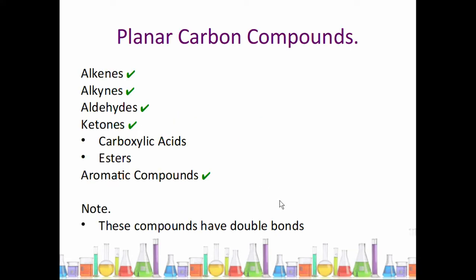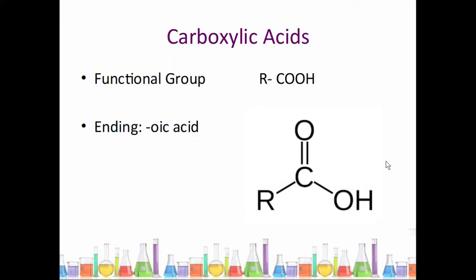Alright guys, so the next planar carbon that we've got to look at is carboxylic acids. So carboxylic acids have the functional group COOH, and the name of them is going to end in oic acid. So we've seen examples of this before, like ethanoic acid. We've mentioned that a lot in acids and bases. And we're just going to go into more of the structure of that now.